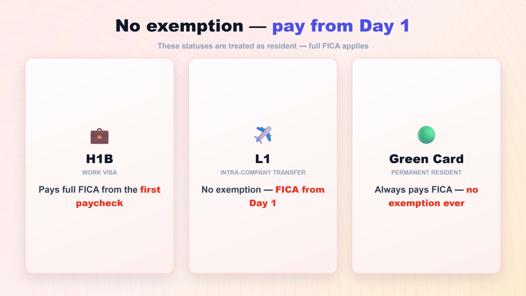Now, who does not get an exemption? H1B, L1, and green card holders. These statuses are treated as resident for tax, so full FICA applies. H1B workers pay from the very first paycheck. L1 transfers. No exemption, FICA from day one. And green card holders always pay FICA, with no exemption ever. If you're on one of these, FICA comes out from day one.